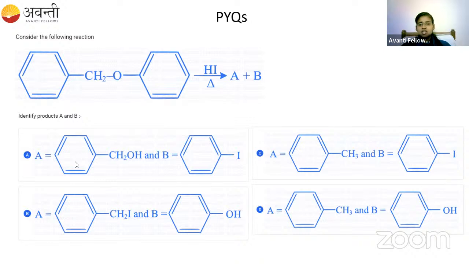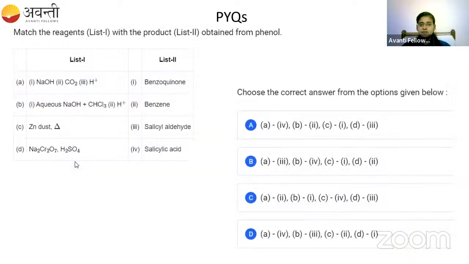What is the answer for this question? Option A, B, C, D. Which option is correct? Option B or C? You can see the options, right? This is option A, this is B, this is C, and this is D. Find out the correct answer. Very good. Option B is the correct answer. Same explanation. You have to break the bond. H and I has to be added like this, so that option B will become the correct answer for this question. Very good. So without wasting much time on this question, let's move ahead with the second.